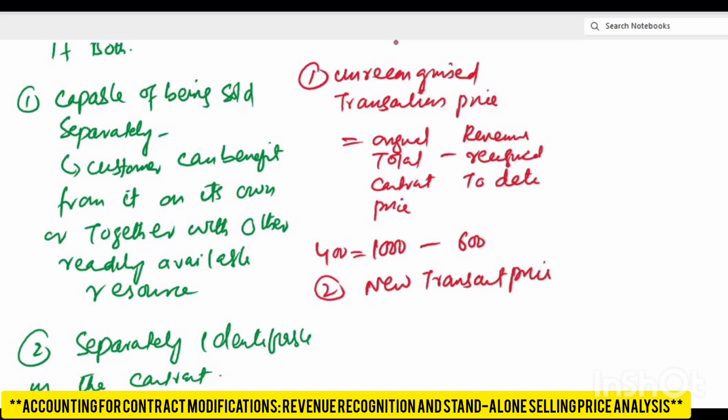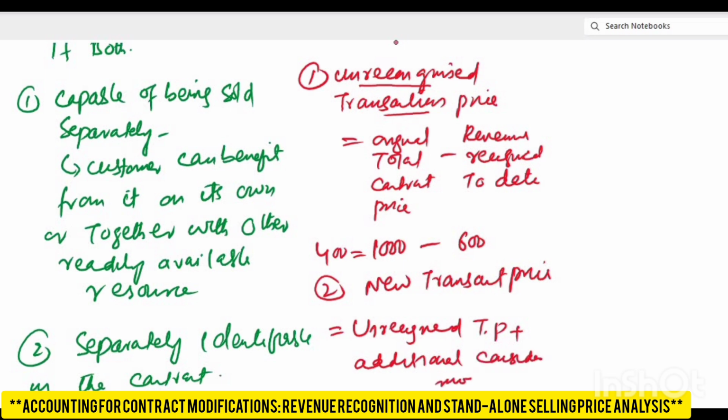Let me write here. So the new transaction price will be, I think you know that you have calculated the unrecognized transaction price. So I will write: unrecognized transaction price plus additional consideration from modification. After modification you may say like this. Clear? Okay.